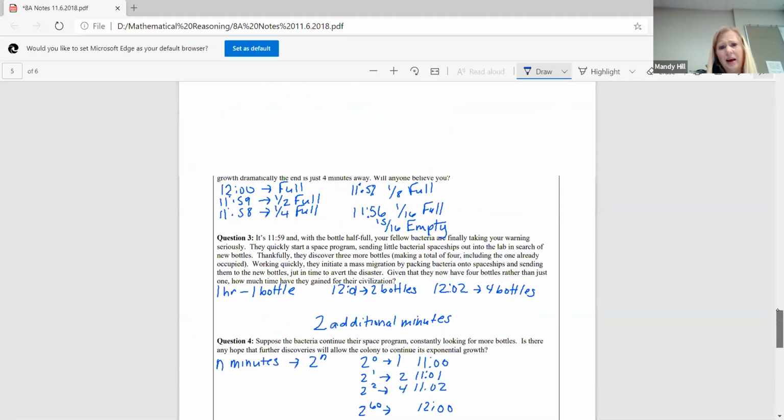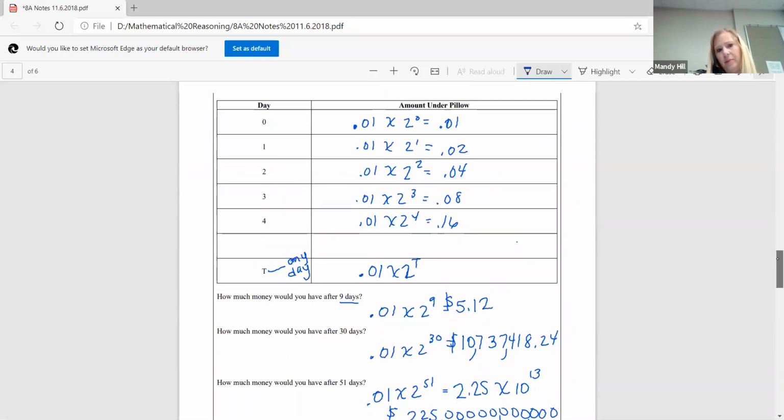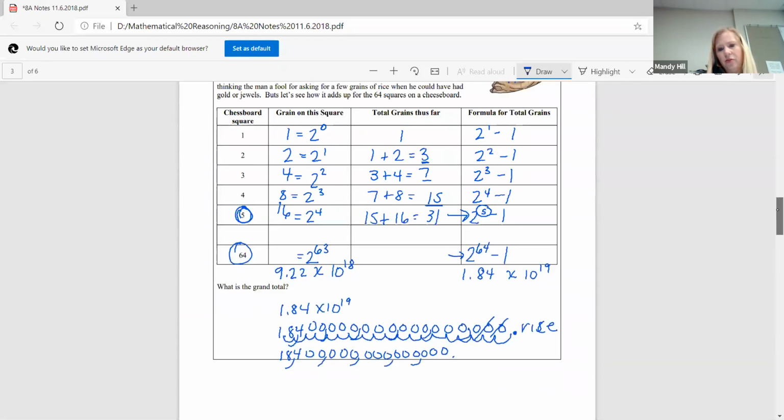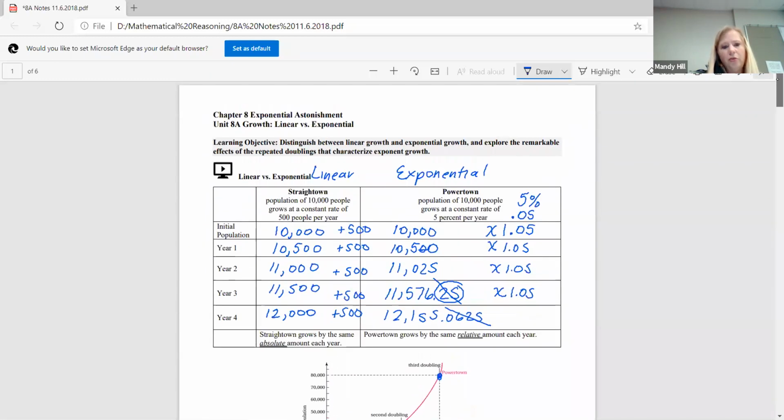So that is the end of Chapter 8, Section A. And we've talked about exponential growth versus linear growth. Exponential, you're going to multiply to get to your next step. Linear, you're going to add on to get to your next step. That's the key to that.